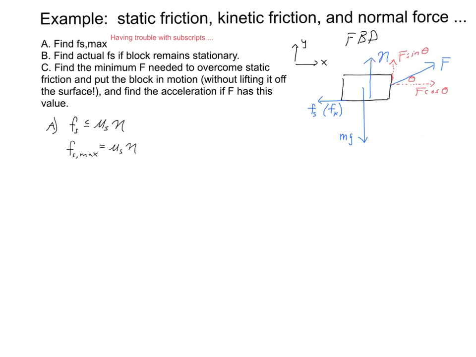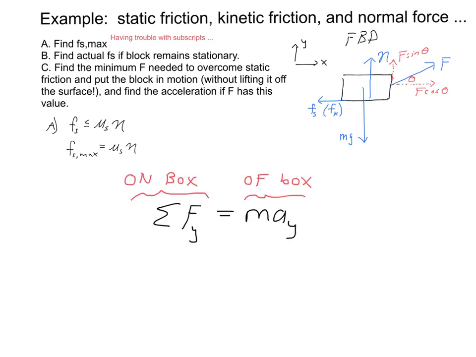Looking in the y direction, we see the normal force, we see mg, and we see a vertical component of the pulling force. Now, if this box is not going to be lifted off the surface, that means it's not going to be accelerating upward, and we assume that the surface is firm enough so that this thing doesn't accelerate sinking down into the surface. So that means there's no acceleration in the y direction. We can use that fact along with Newton's second law.